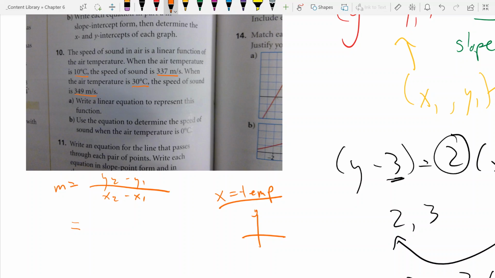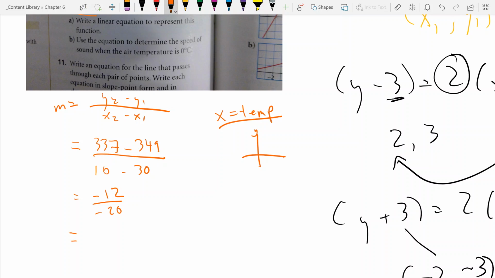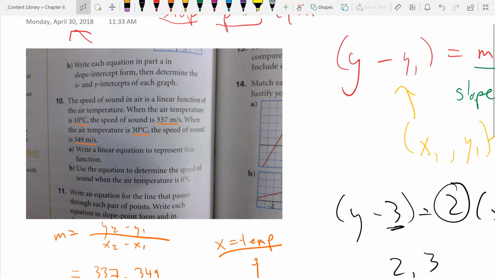So let's sub in the numbers. 337 minus 349 over 10 minus 30. So we got negative 12 over negative 20, which is the same as 6 over 10. Oh, sorry, 3 over 5. Cool, so that's my slope. So now I have the slope. The other thing I need to do is write an equation.